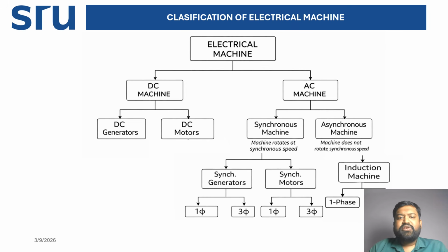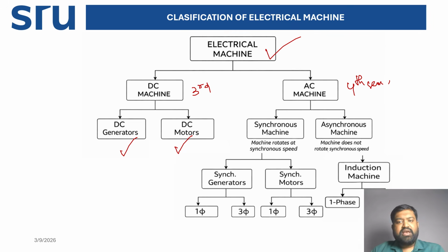Electrical machines are basically divided into two parts, DC machines as well as AC machines. DC machines we already studied in the third semester, and AC machines we are now studying in the fourth semester as per our university syllabus. In the third semester we studied basically the DC generator and DC motor. These parts we completed.